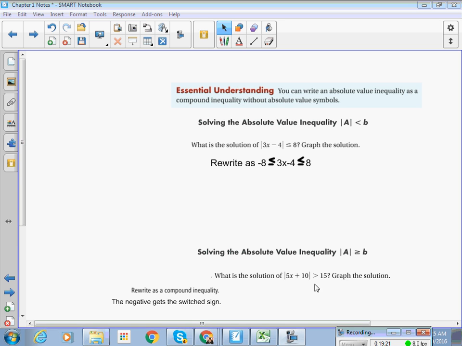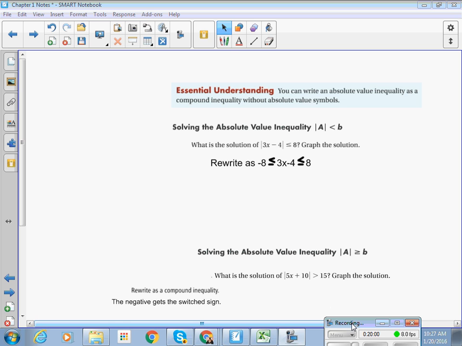So go ahead and write this part down, solving the absolute value inequality, absolute value of A less than B. When we have a scenario with less than, we can rewrite it as a compound inequality. So go ahead and write this inequality here. When you have a less than, we can write the negative version of this B and the positive version of this B, and whatever's in our absolute value goes in the middle.